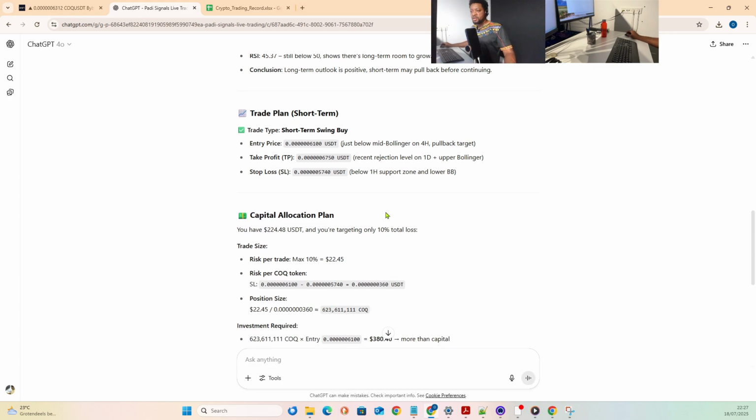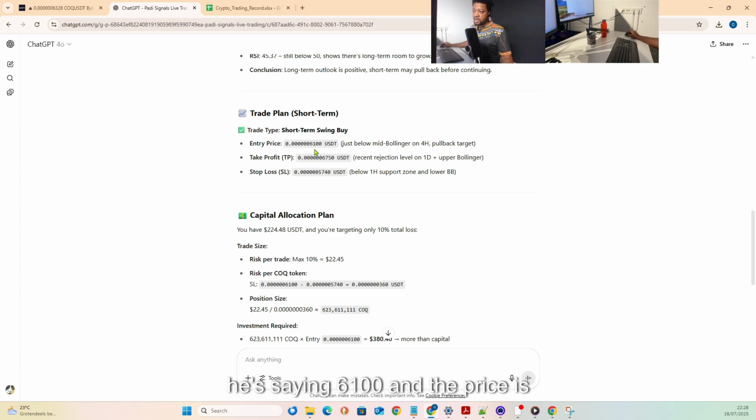So back to ChatGPT. It told me my plan in the short term. Trade type: short term swing buy. Entry price: just below the middle Bollinger Band on a 4 hour pullback. Take profit: this. So it says I should put my entry in this one, a take profit on this one and a stop loss on this. So this is a short term trade, which means a quick buy and quick sell, right?